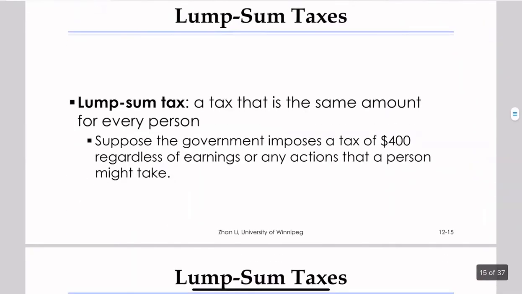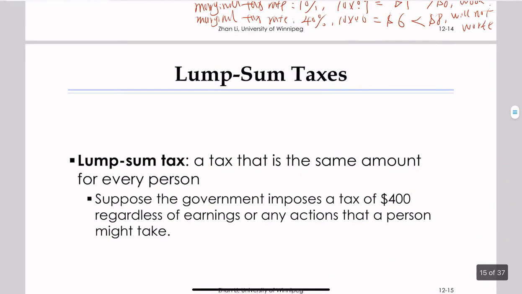And today we talk about lump sum tax. So just by the name, you would see that a lump sum tax essentially means that it is a tax which charges the same amount on every taxpayer. For example, if the Manitoba government says anyone who lives in Manitoba has to pay a tax of $400, regardless of your income, your earnings, your actions, in this case, this is a lump sum tax.